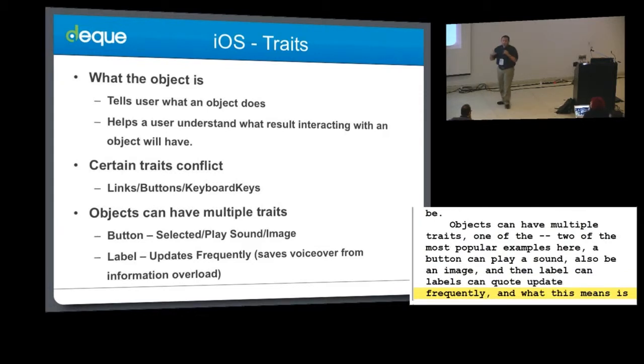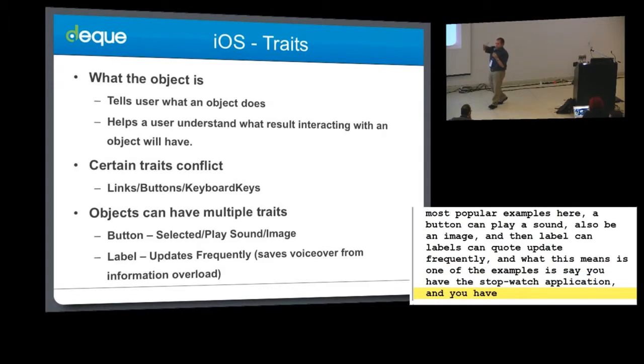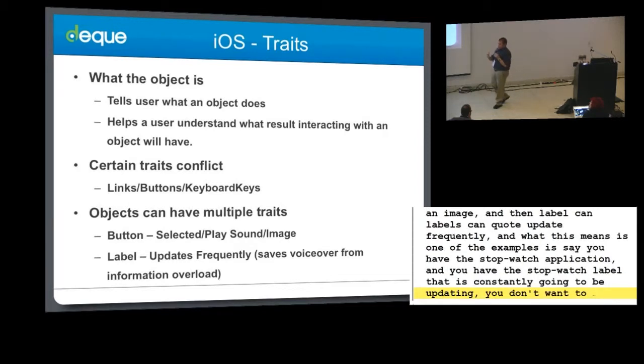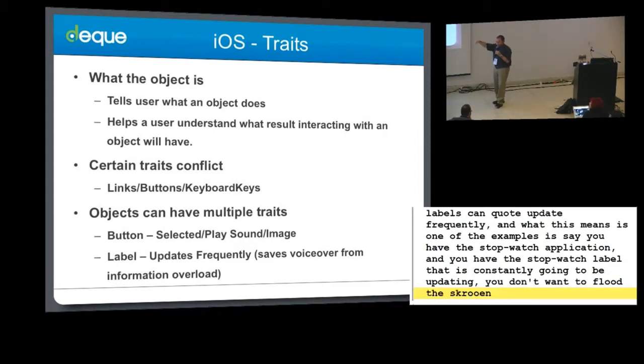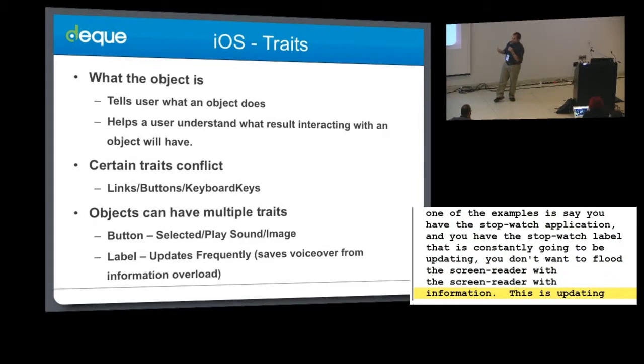Let's say you have a stopwatch application. You have the stopwatch label that's constantly going to be churning up, right? It's constantly going to be updating. You don't want to flood the screen reader with information. So it is, hey, this label's updating frequently. Let it know it's updating frequently. That way you don't flood the application with unnecessary information.